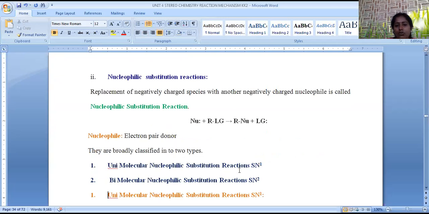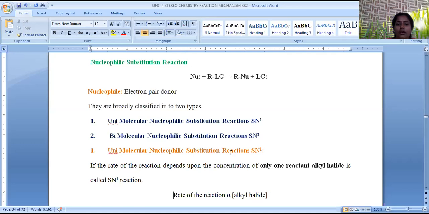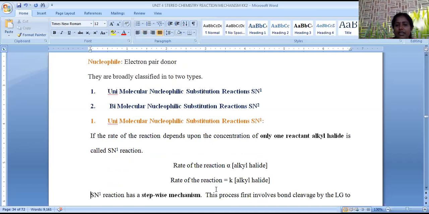Basically, these reactions are of two types. One is SN1, the second is SN2. SN1 stands for unimolecular nucleophilic substitution. SN2 stands for bimolecular nucleophilic substitution reaction. In the SN1 reaction, the rate of the reaction mainly depends upon the concentration of alkyl halide. Since it depends upon the concentration of only one reactant, it is called first order kinetics and also called a unimolecular reaction. To remove the proportionality, we get one constant, that is the rate constant.